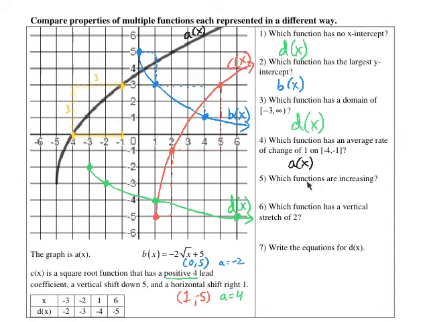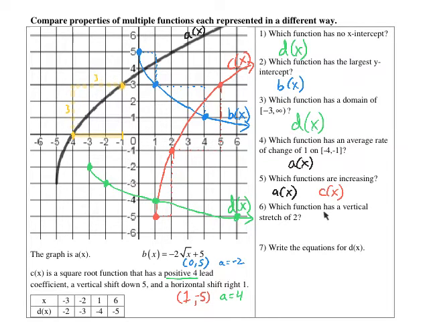All right. Which functions are increasing? Those plural functions are increasing. Increasing means they're going up as you go to the right, which looks like the black one and the red one. So a and c. So a of x is increasing, and so is c of x. Those are the two there.